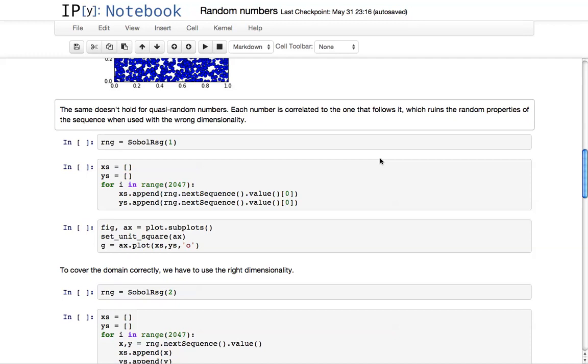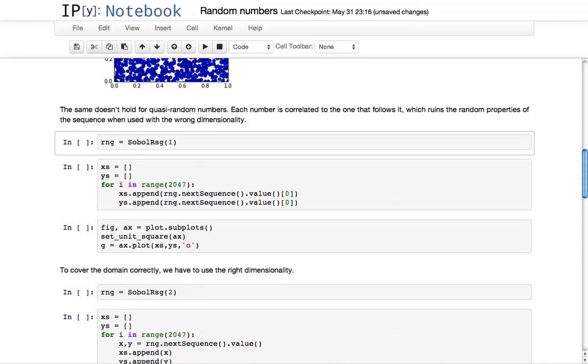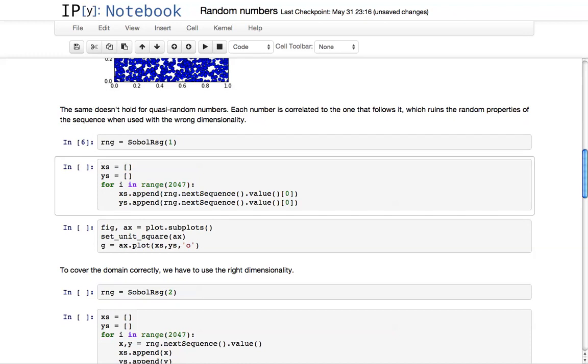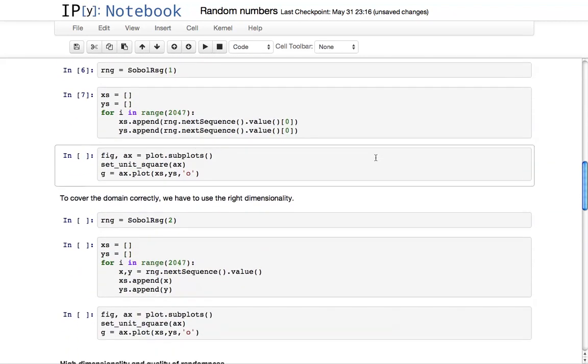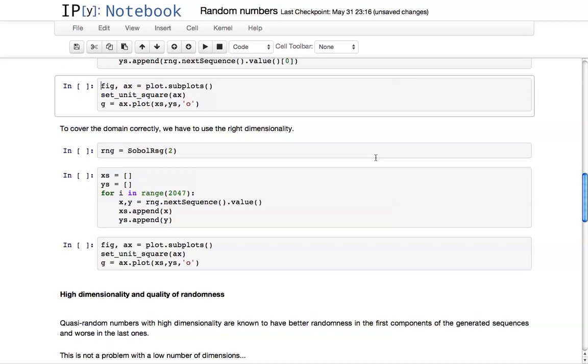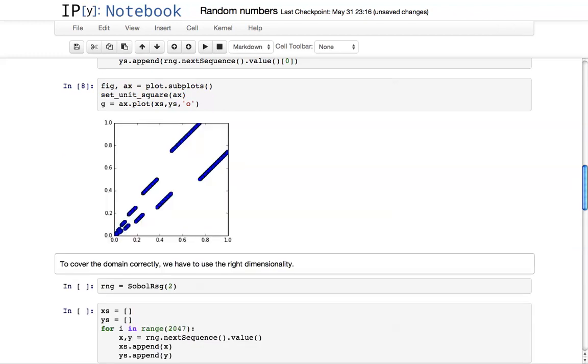For instance, if we use a Sobol generator with dimensionality 1, and we do the same thing that we did for our pseudo-random generator, our Mersenne twister, we extract one point, and that's the x. We extract the second, and that's the y. We put them together to generate a pair. We're going to have pairs in which the x coordinate is correlated with the y. So this means we are not going to cover the unit square fairly. Instead, what we're going to get is something like this, which is obviously not what we want.